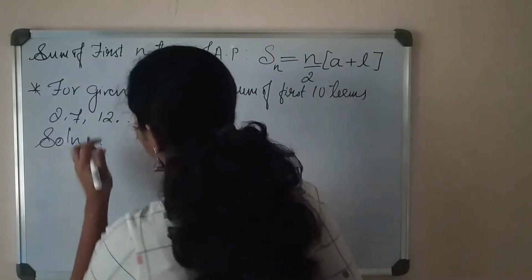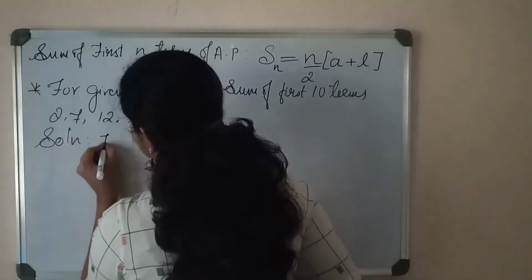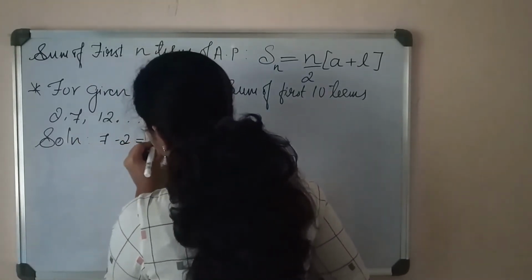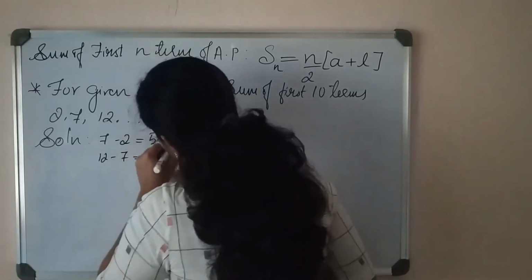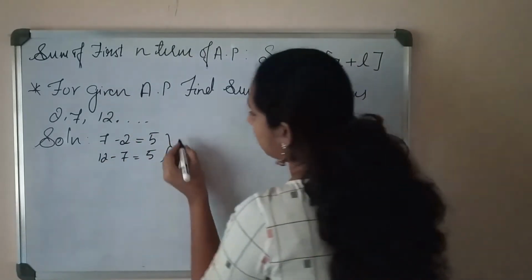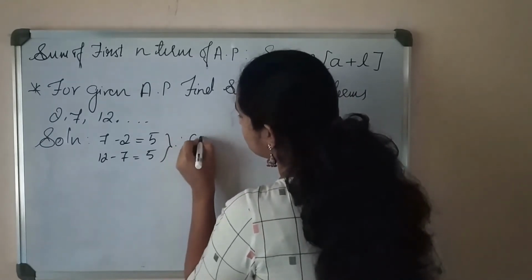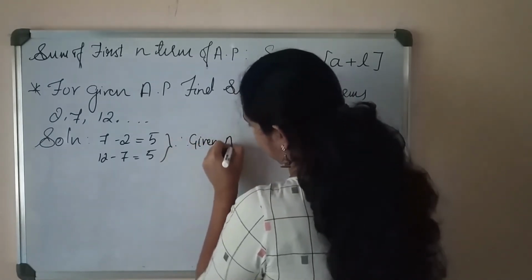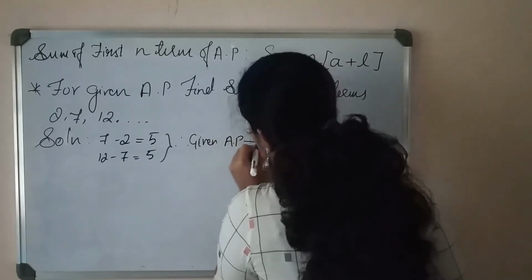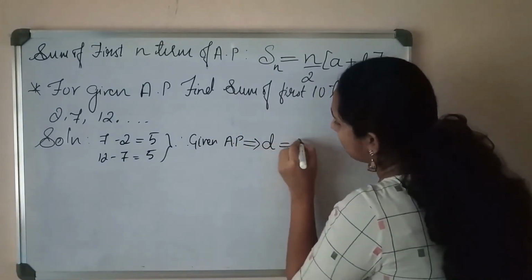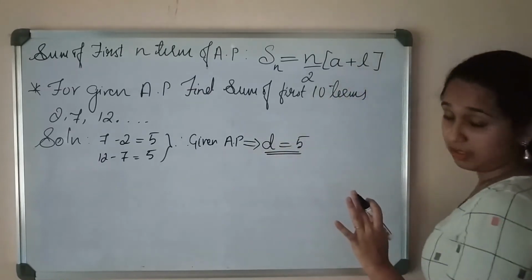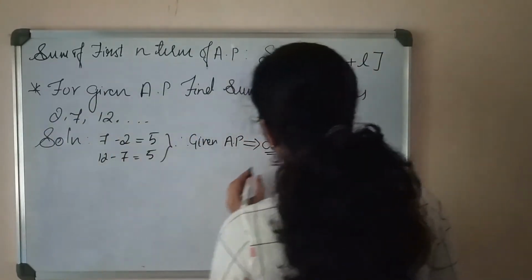For that, we will do the consecutive difference. 7 minus 2 is nothing but 5. 12 minus 7 is nothing but 5. So both are same, both are constant. Therefore, the given series is an AP, from which we get the common difference d as 5. We got the common difference from the series.